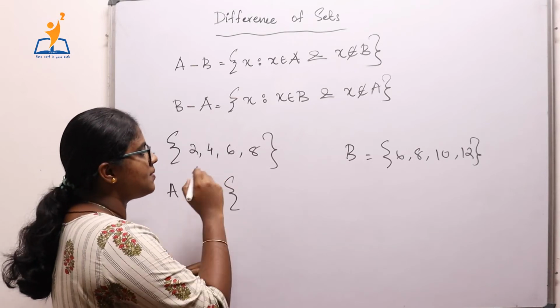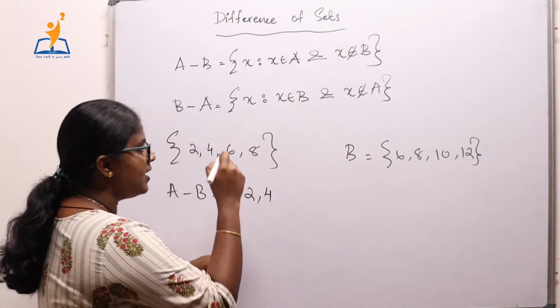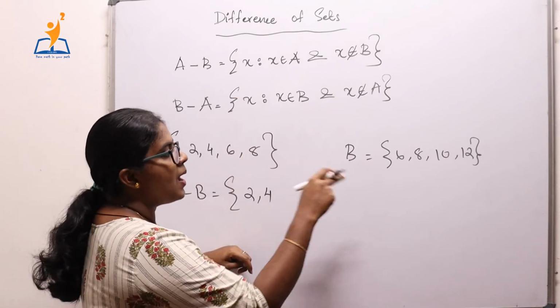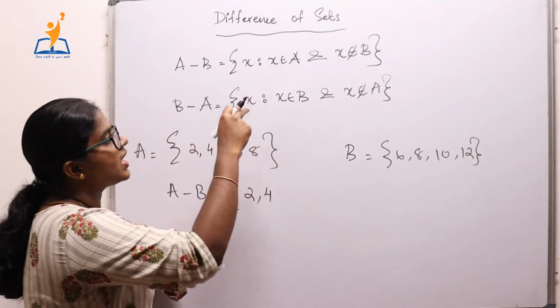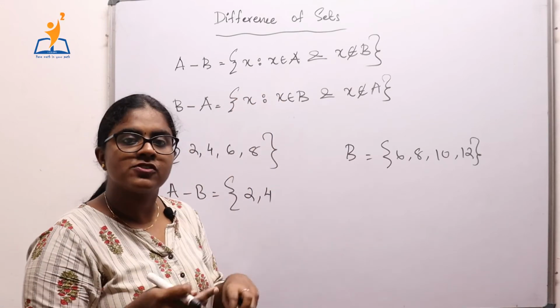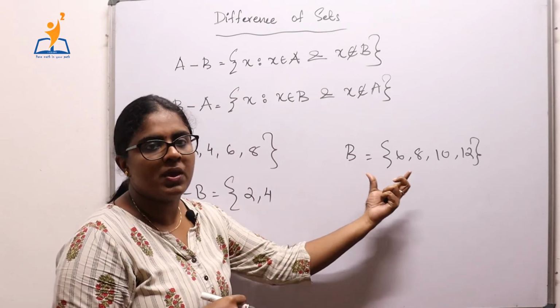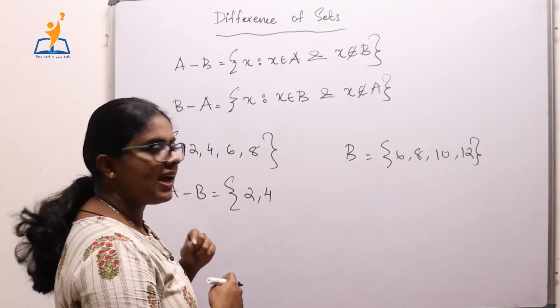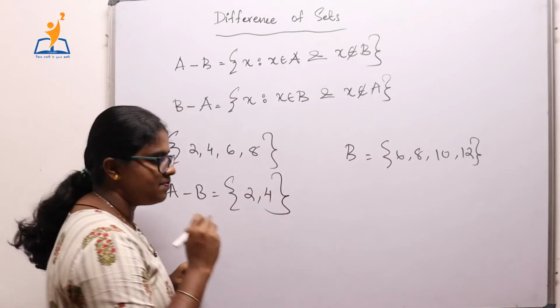2 and 4 are in A, but they are not in B. Therefore, we can write 2 and 4 here. 6 and 8 are in A, but they are in B also. According to our definition, x belongs to A and x should not belong to B. Since 6 and 8 belong to B, we cannot include them in our A minus B. So this is our A minus B.